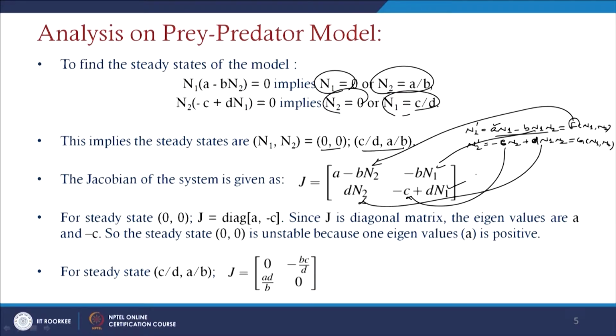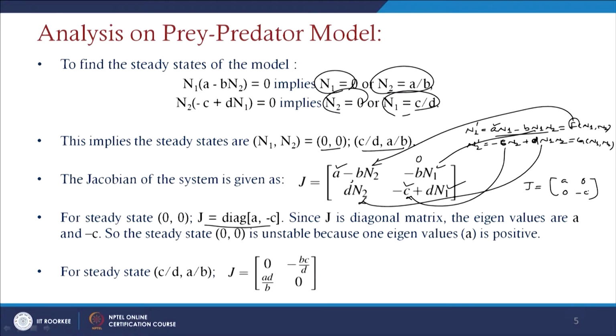For the steady state, if I put n1 equals 0 and n2 equals 0, then I will have these values. From this equation I will have a only, and from this equation I will have minus c only, and the rest of these quantities are 0. So I will have this Jacobian as a, 0, 0, minus c. That is why for steady state (0, 0), the Jacobian has the diagonal elements a and minus c.